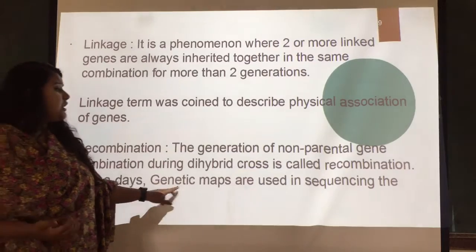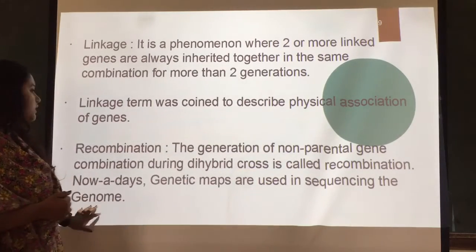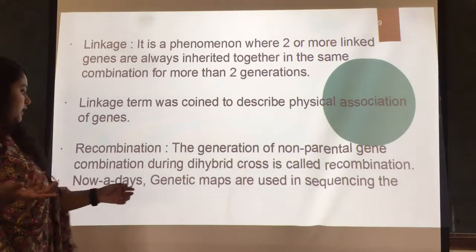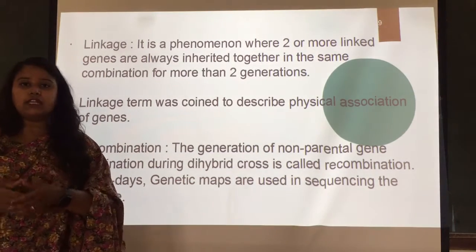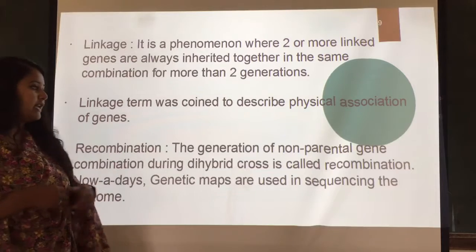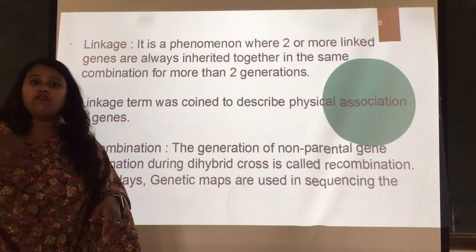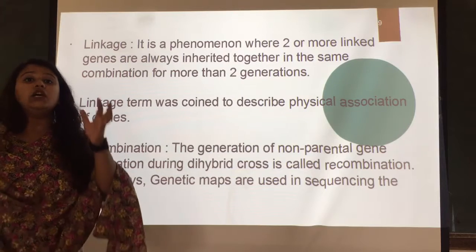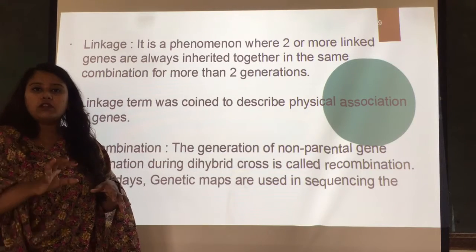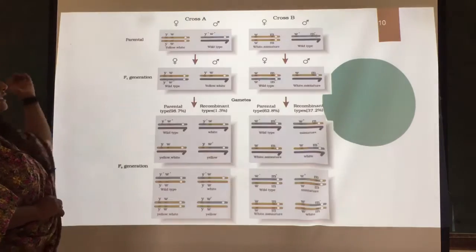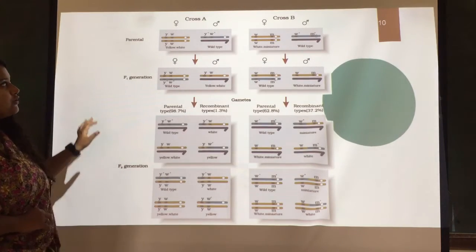Nowadays, genetic maps are used in sequencing of the genome, right? The example is you can search the Human Genome Project, that is HGP. So here genetic maps are used, right? They are forming the whole sequence of the genome of a particular organism, and that is said to be the genetic maps, right? So now we are going to see the example.